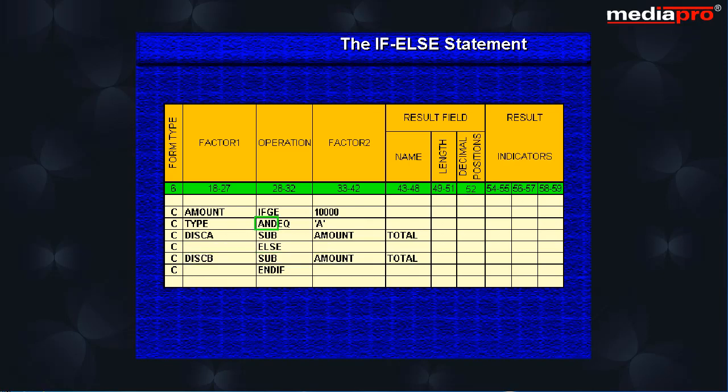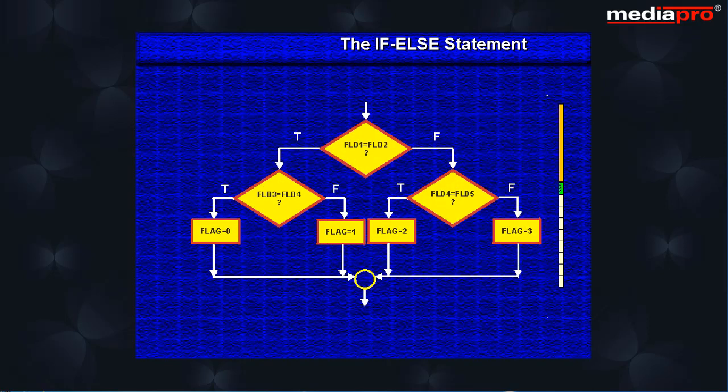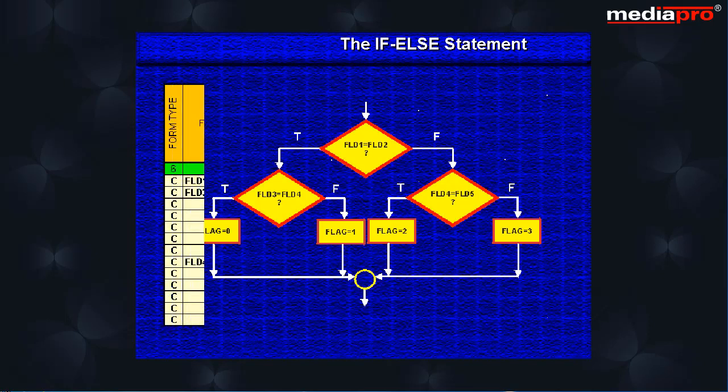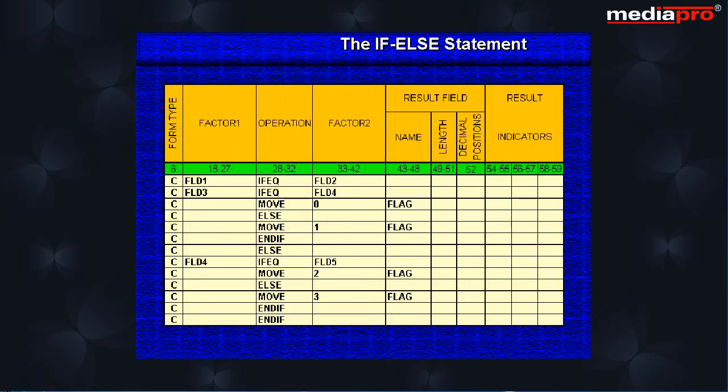When an AND is used, both the conditions have to be true. With an OR condition, only one of the conditions needs to be satisfied. You can also have nested if statements. Here is a flowchart showing nested if statements and the corresponding RPG program.